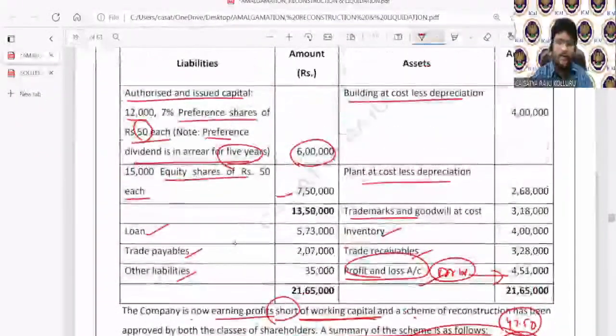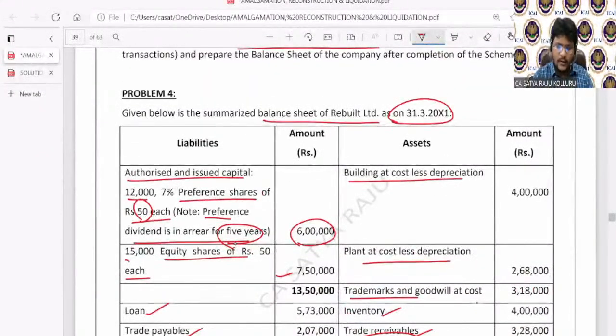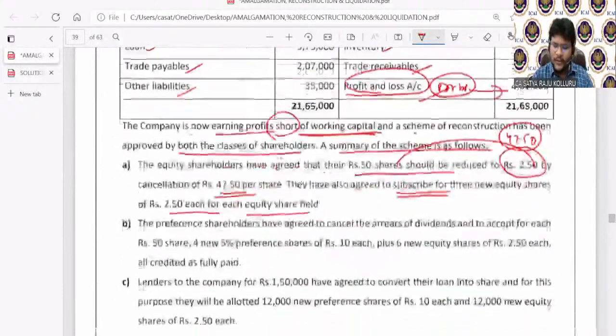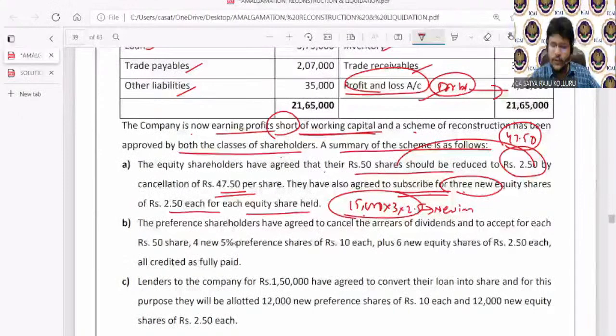Right now, how many shares are there? 12,000. Is it 12,000, right? Sorry. It is 15,000 related to equity shares. 15,000 equity shares are there. Now, they are ready to subscribe 3 new equity shares for each and every equity share they held. So 15,000 into 3, 45,000 shares into 2.5, which is the new issued equity share capital.